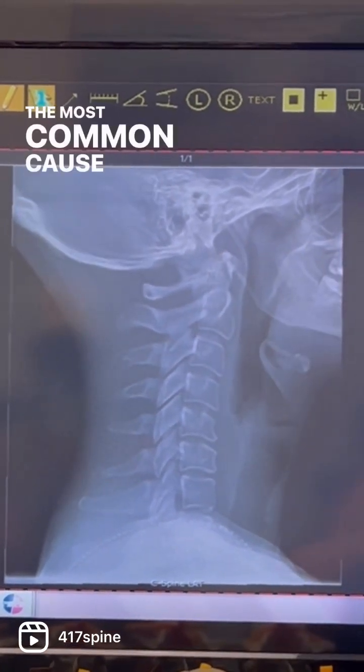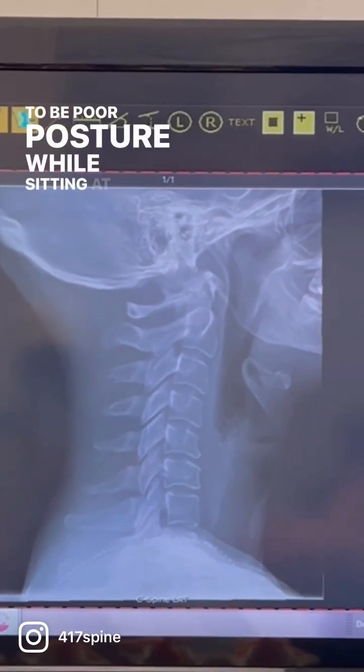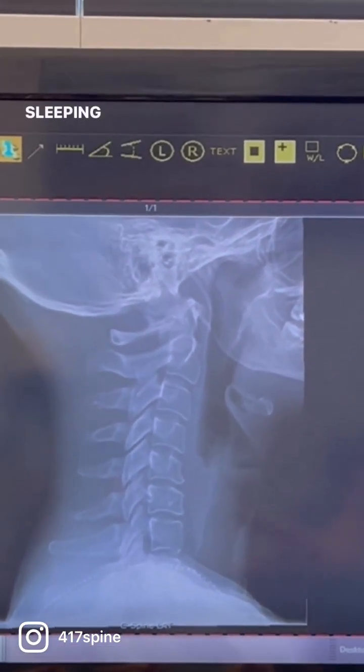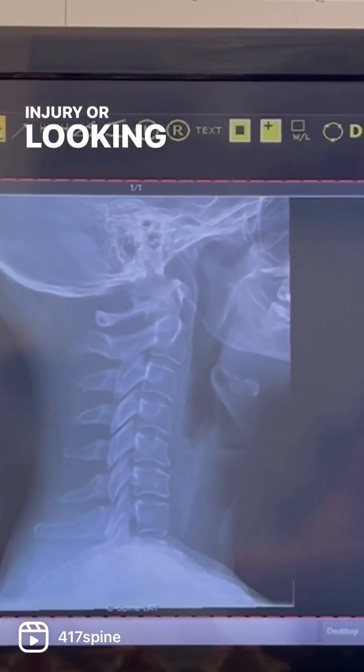So the most common cause for a reverse cervical curve is going to be poor posture while sitting at your desk at work, poor sleeping habits, an injury like a car accident or whiplash injury, or looking down at your cell phone.